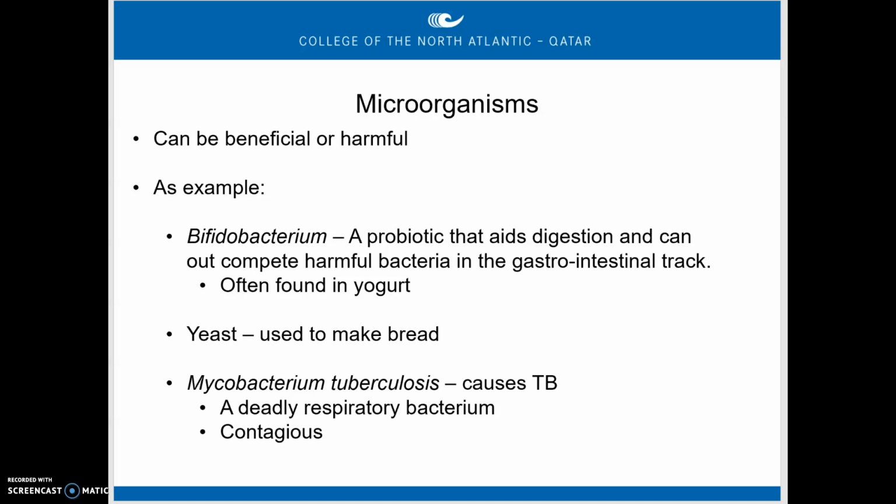And then we can look at yeast, which is a fungus. And yeast is, of course, used to make bread. It's been used for centuries, maybe even thousands of years definitely, to help us make bread. It's also been used extensively to make alcohol. So it's a very important species economically. And then we have the more deadly ones like Mycobacterium tuberculosis. This is the bacteria that causes the respiratory infection tuberculosis, and it's very deadly, and it's also very contagious. So we have good and bad microorganisms.